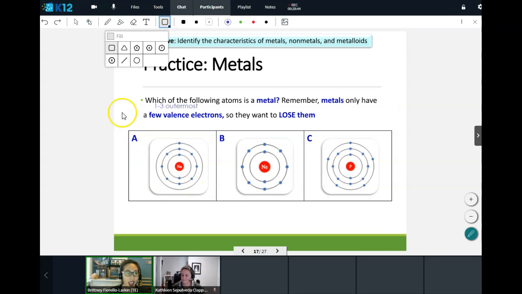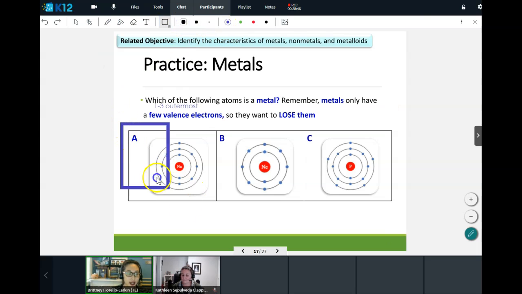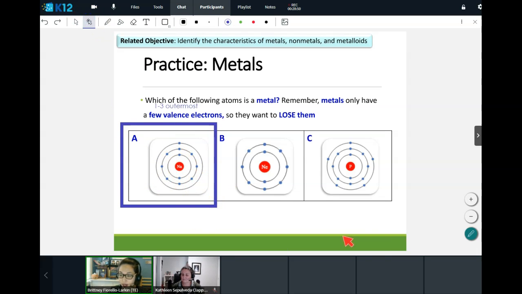Looks like we all agree, absolutely, the correct answer here is A. All right, so this is Na. Na is the abbreviation for sodium. And this is one that we actually already looked at. So sodium only has one valence electron. We're going to ignore everything in the middle. It only has one valence electron, and so it's much easier for it to lose one than to have to gain 7 more. It's going to lose one, drop down to a full shell. That makes it a metal.